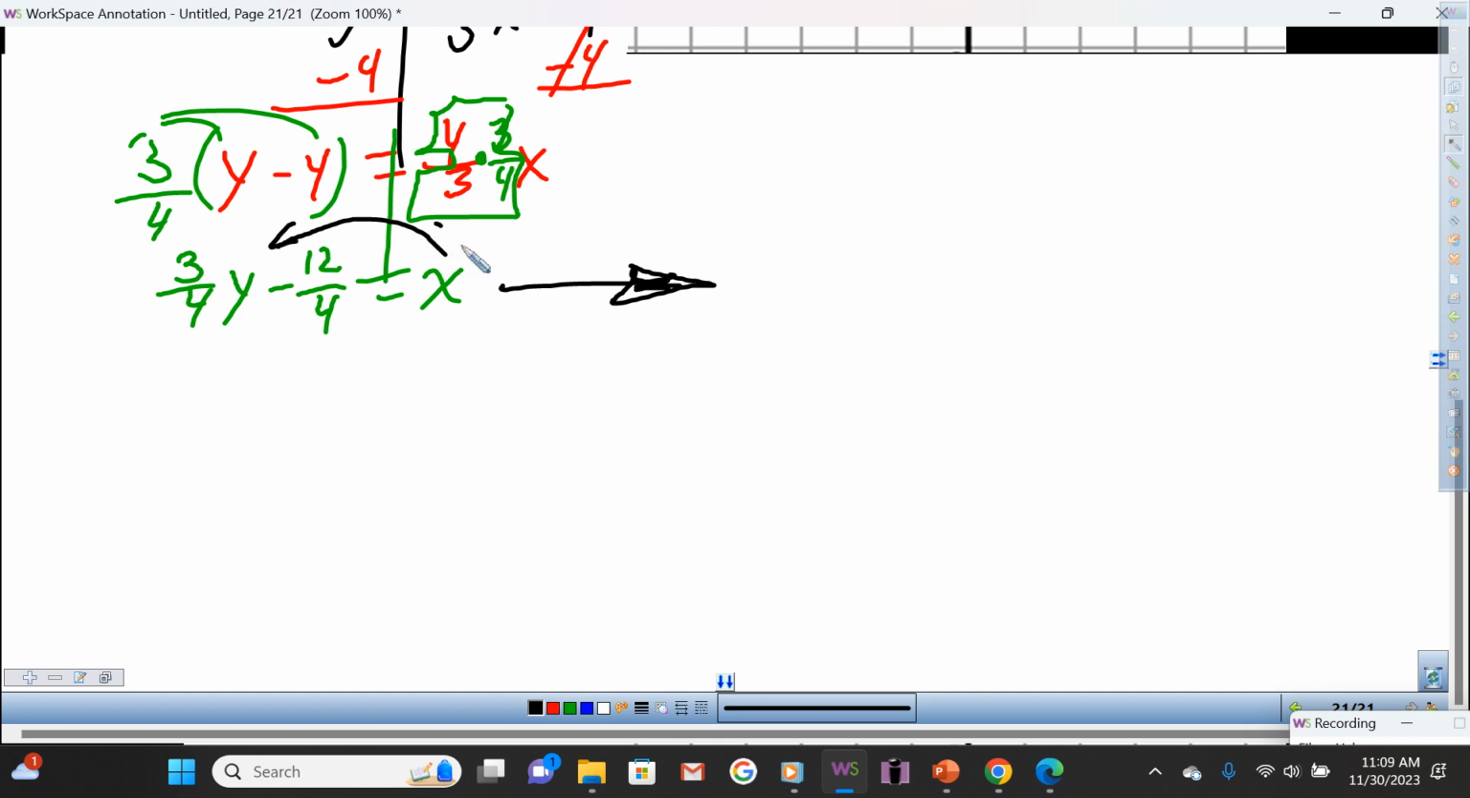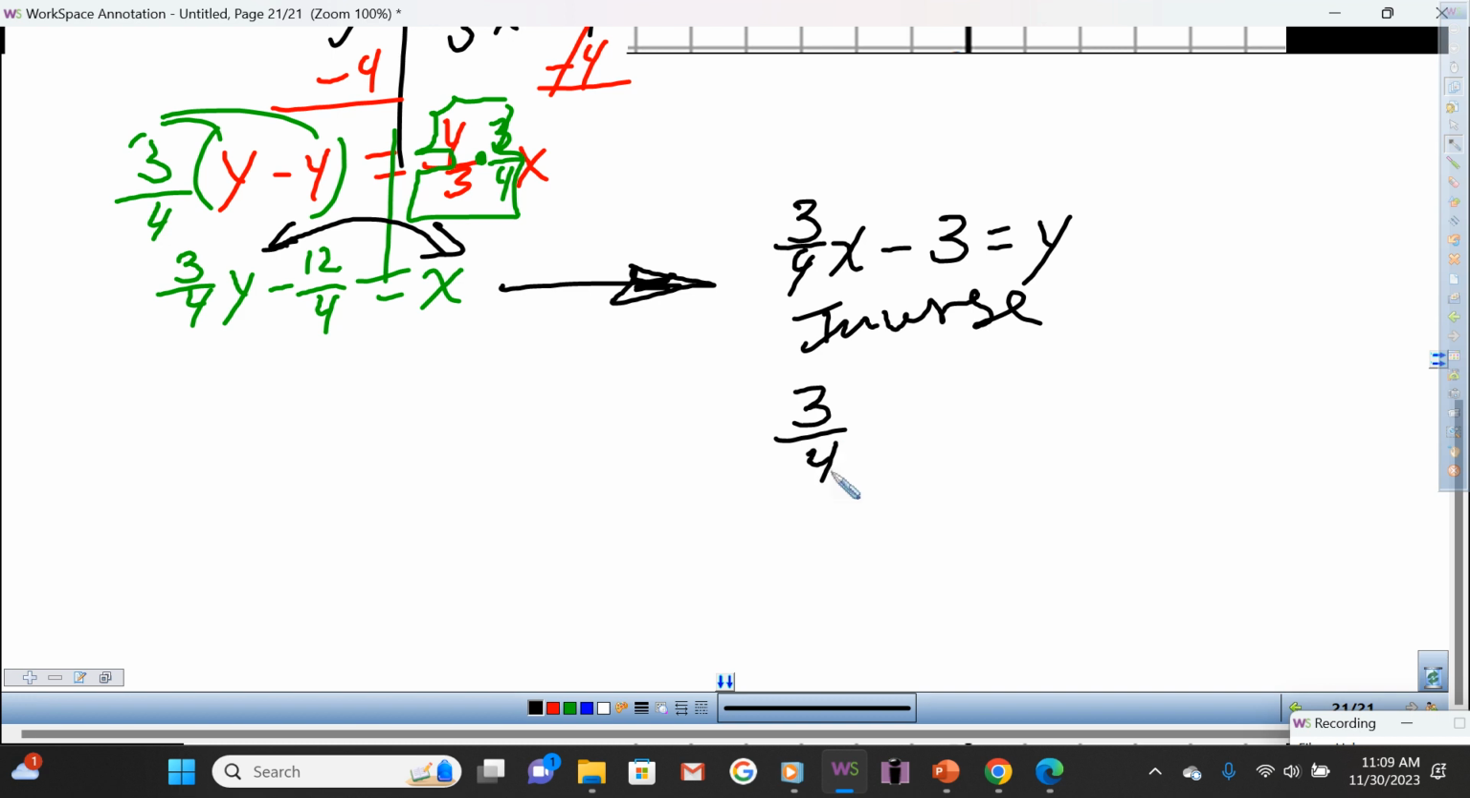Swap out the variables. That is correct. So we end up with 3/4 x minus, I'm going to simplify this, 12/4, which is 3, equals y. And this is our what? Inverse. However, we don't leave it in y form, we leave it in what? f of x form, or function form. f of x, but we put a -1 right there, so we know it's the inverse. All right, we good? Yes, Mr. Q, we know these.